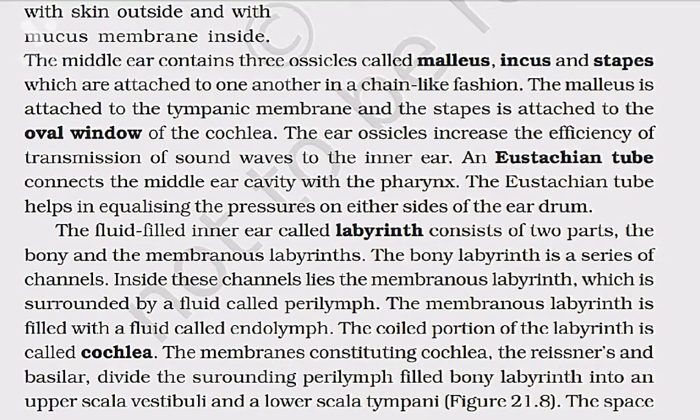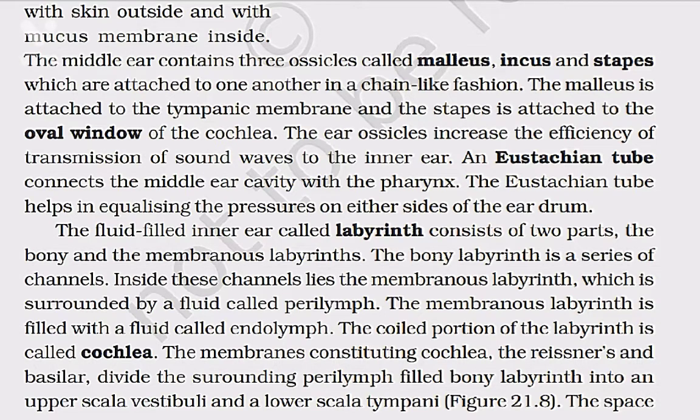The middle ear contains three ossicles called malleus, incus, and stapes, which are attached to one another in a chain-like fashion. The malleus is attached to the tympanic membrane and the stapes is attached to the oval window of the cochlea. The ear ossicles increase the efficiency of transmission of sound waves to the inner ear. An eustachian tube connects the middle ear cavity with the pharynx. The eustachian tube helps in equalizing the pressures on either sides of the eardrum.